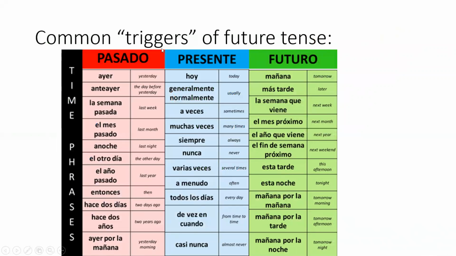There's a lot of words that can trigger the future tense, so things like tomorrow, later, next week, next month, next year, next weekend, this afternoon, tonight, tomorrow morning, tomorrow afternoon, tomorrow night are all things that can trigger future tense.